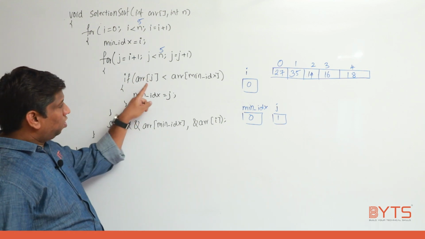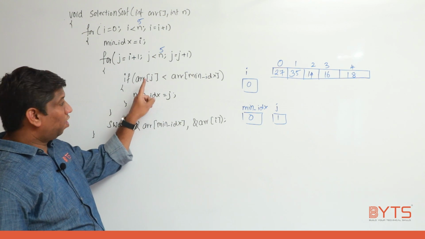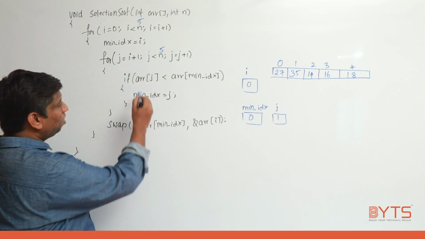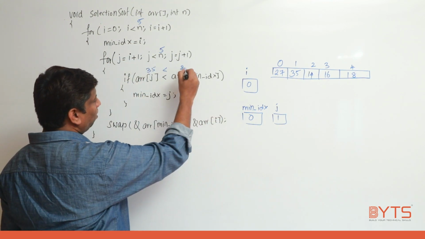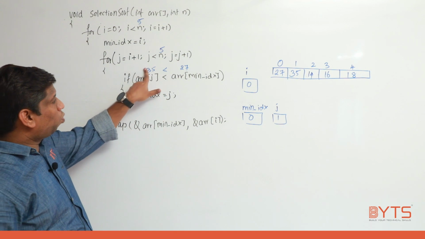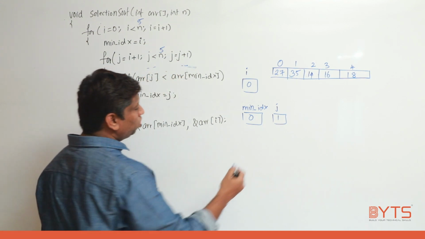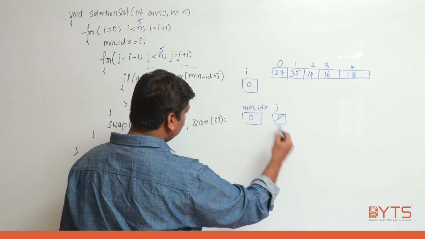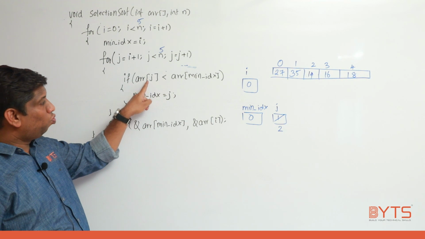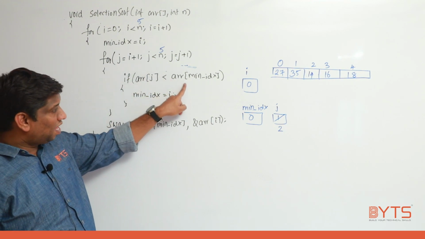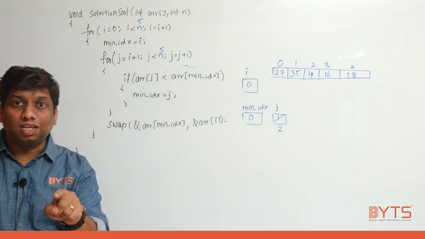Now see, ARR of j. j value is 1. ARR of 1 is 35. 35 less than 27, true or false? False. Means I did not do anything. Next, what should I do? j is equal to j plus 1. Very important, listen here. 2. 2 less than 5, true. What is the value present in ARR of 2? 14. 14 less than 27, true.